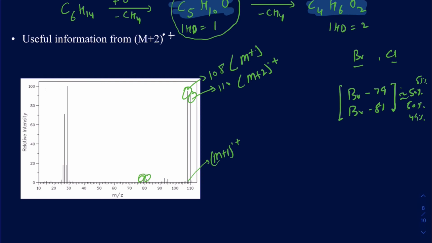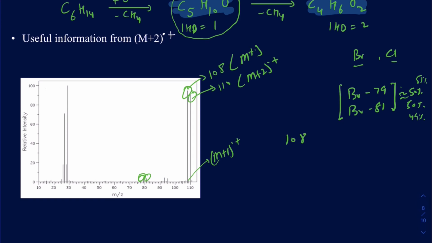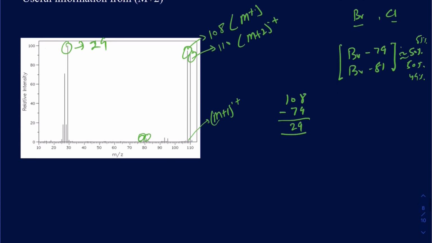So suppose you have 108, so 108 is coming from 79, obviously. If I subtract 79, how much are you going to have left there? I'm going to have 29 left. And if you go back here, your base peak is indeed at 29. So that means after losing the bromine, you make your most stable fragment, and that's going to be at 29.